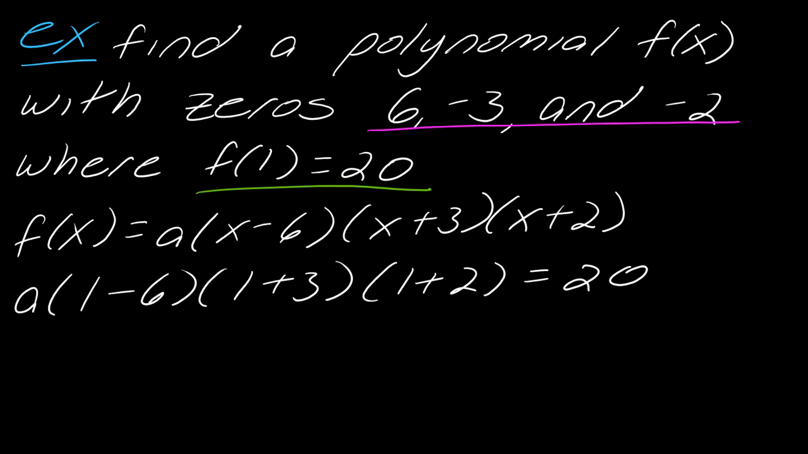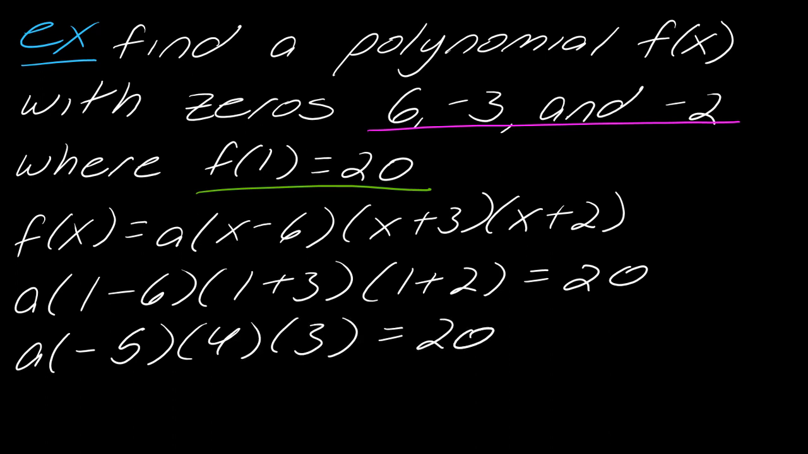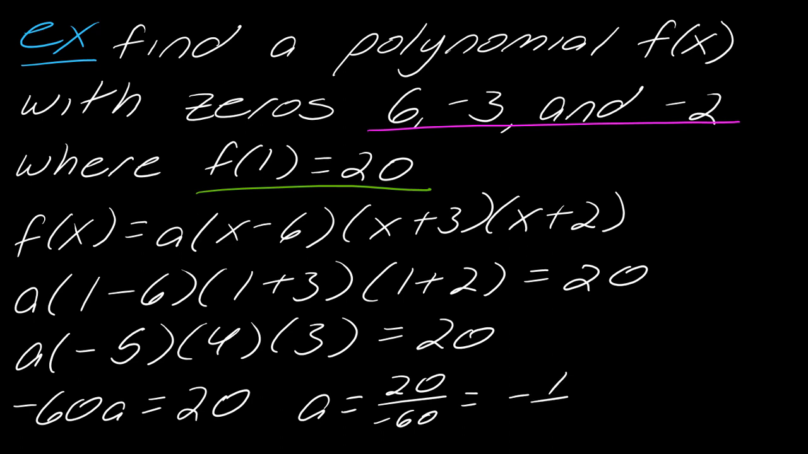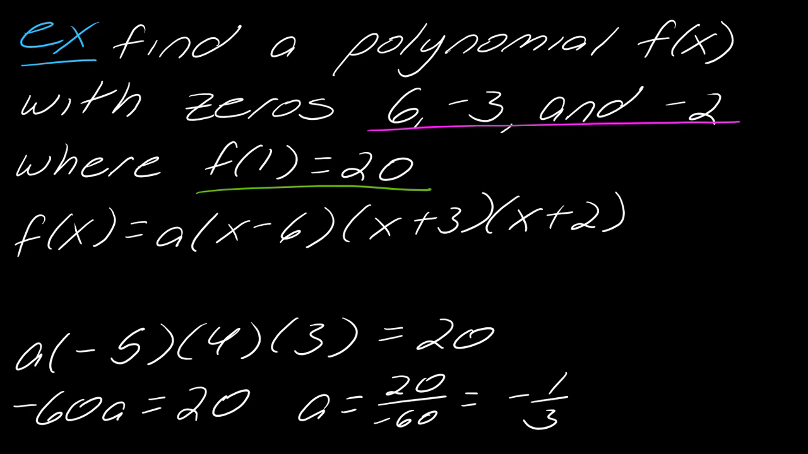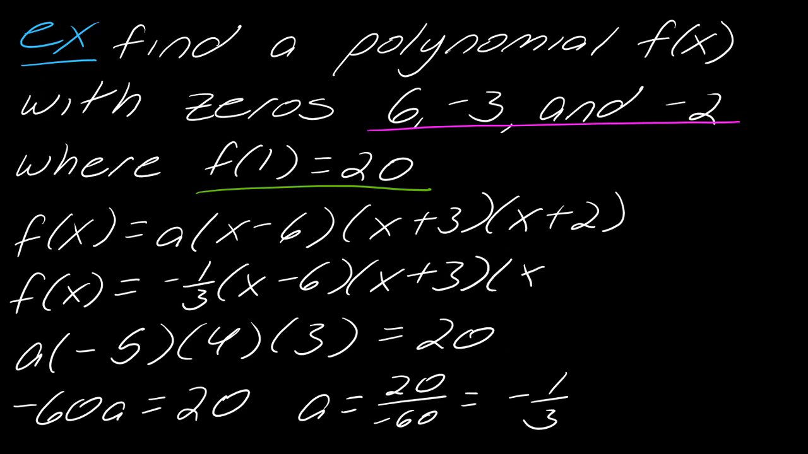So let's see what a will equal. If I simplify this all, this is -5, 4, 3, and that's still going to equal 20. So -5 times 4 times 3 is going to equal -60a. If I divide both sides by -60, this will simplify to -1/3. Okay, and so then, I'll clear a little space here. All right, so my final answer is f of x equals -1/3 times x minus 6, x plus 3, and x plus 2.